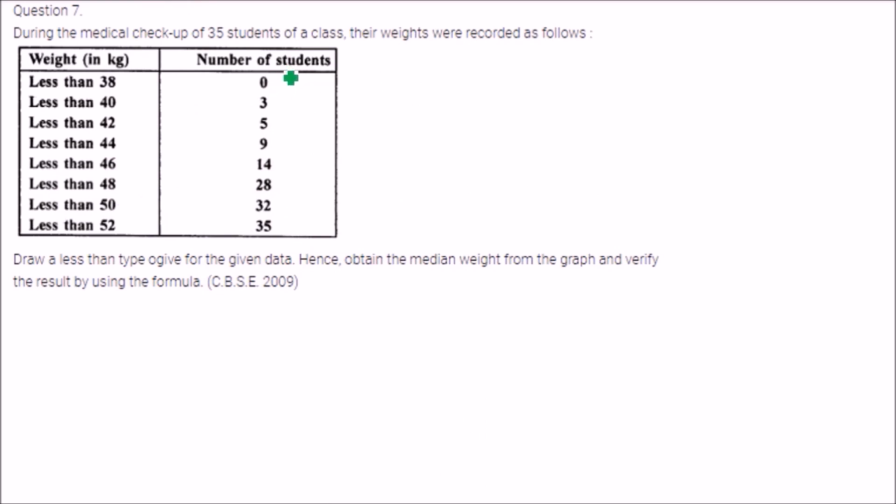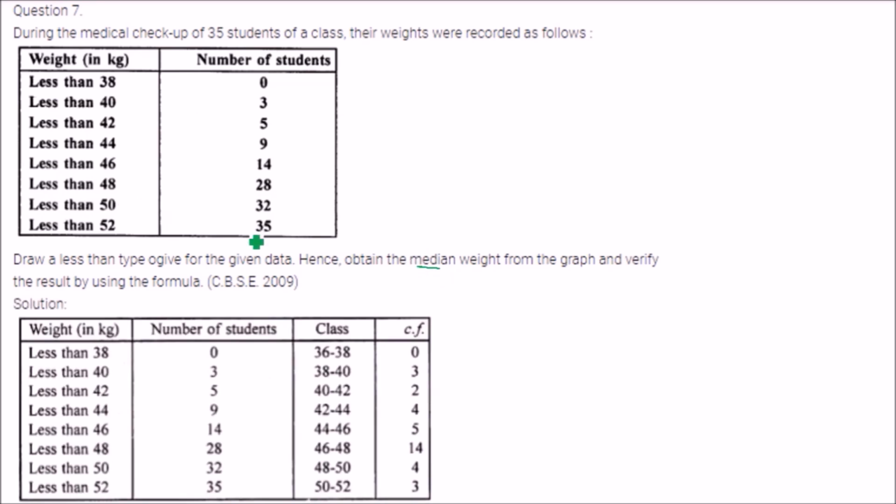During the medical checkup of 35 students of a class, their weights are recorded like this. Draw less than type ogive for the given data. Obtain the median weight from the graph only and verify the result by using the formula. So this is less than, and the number of students are like this. Because the class differences are 2, we'll start with 36, less than 38. So 36 to 38 will be 0.